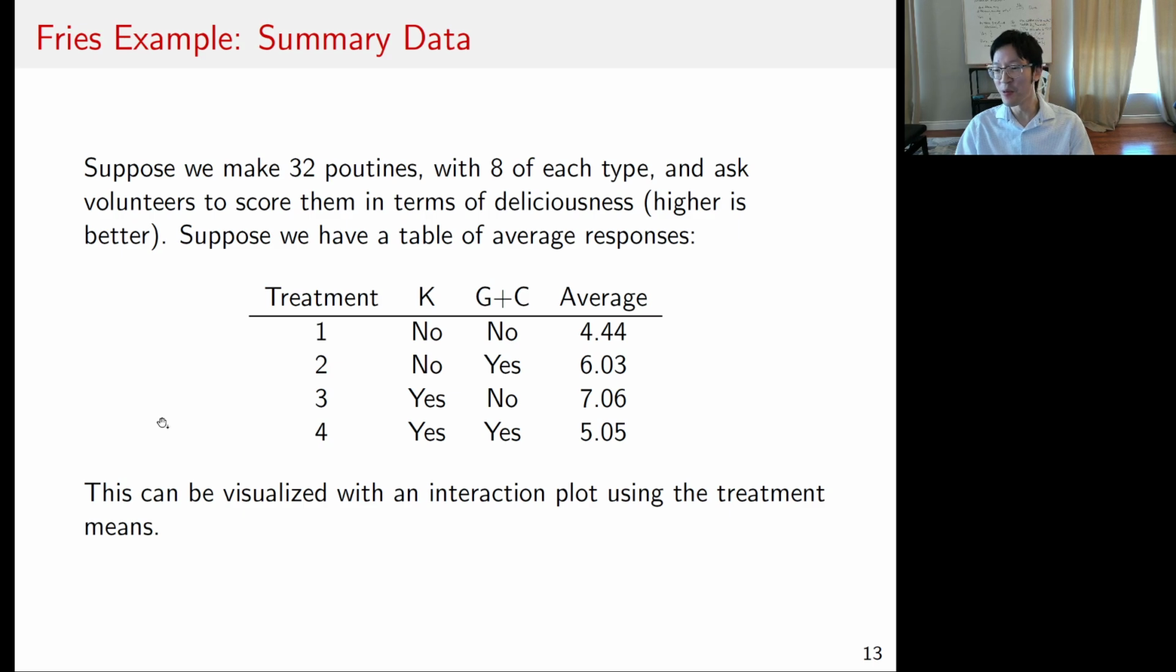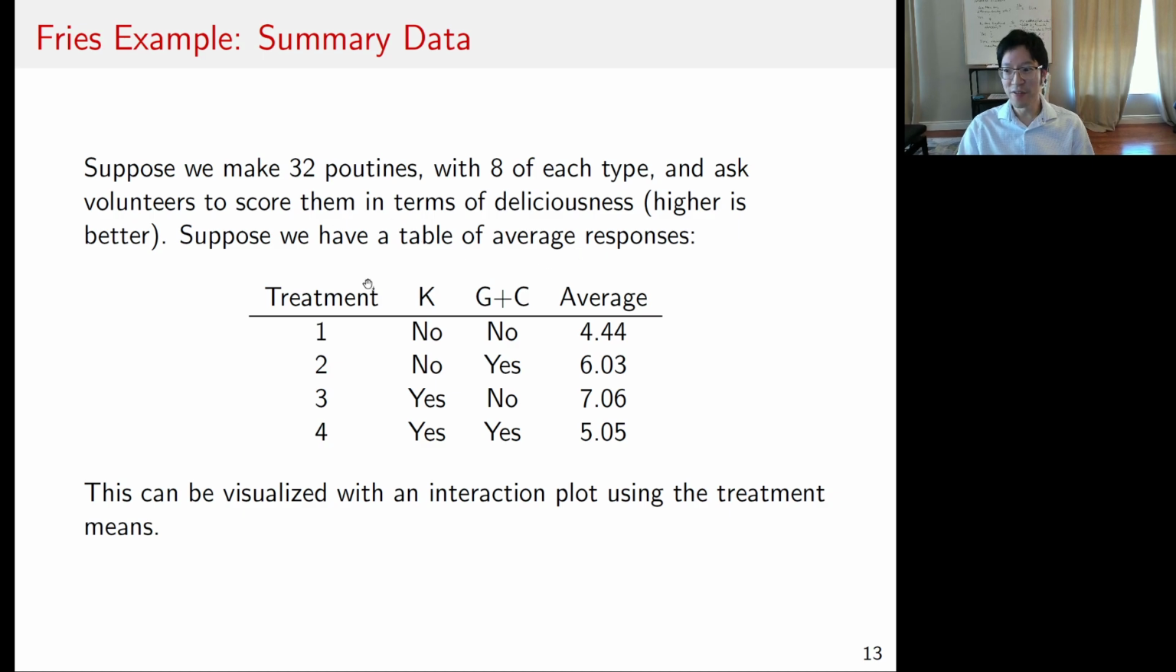Okay, so while I was making these slides, I made a guess that we got essentially a similar result here. So just to have some numbers to work with, I made this table. Suppose the experiment was we make 32 poutines. Well, I guess they're not 32 actual poutines, but 32 fries with stuff versions. Okay, so 8 of each type, and then suppose the experiment was to ask volunteers to score them in terms of deliciousness, so higher is better.